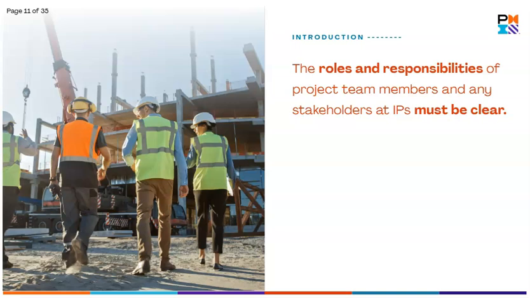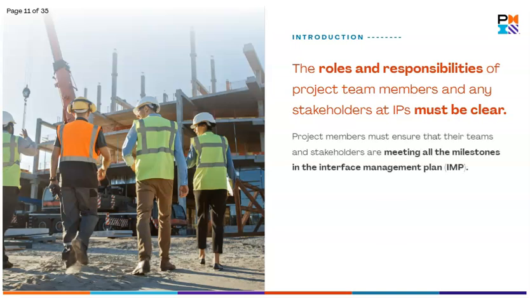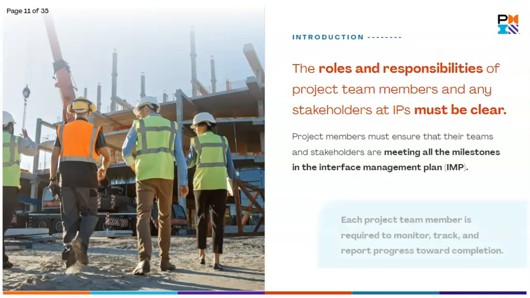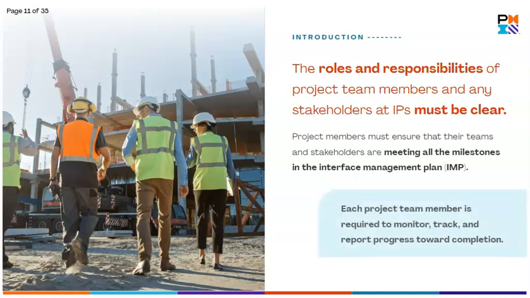To properly manage interfaces, the roles and responsibilities of project team members and any stakeholders at IPs must be clear. A team member's role determines the flow of information between different individuals and whether they are active or passive participants in completing interface requests, or IRs. Project members must ensure that their teams and stakeholders are meeting all the milestones in the Interface Management Plan, or IMP. Each project team member will have a designated role and set of responsibilities that requires them to monitor, track, and report progress toward completion.